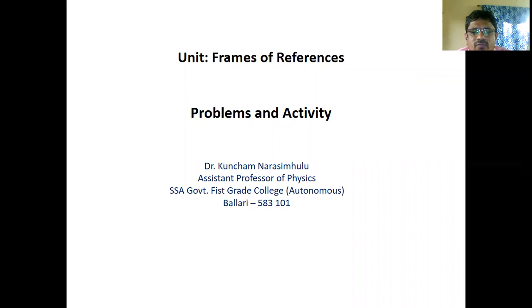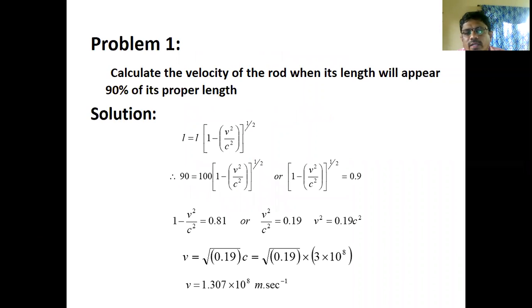Today, let's discuss frames of reference, problems, and activity. Problem 1. Calculate the velocity of the rod when its length will appear 90% of its proper length. You can find out the velocity of the rod.